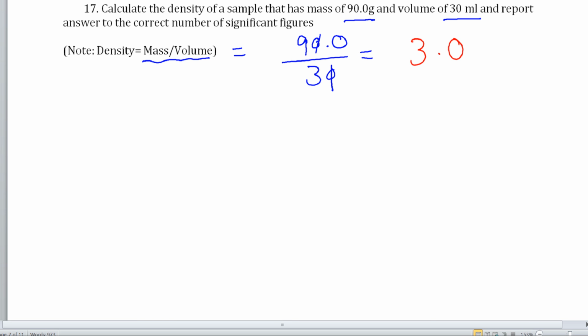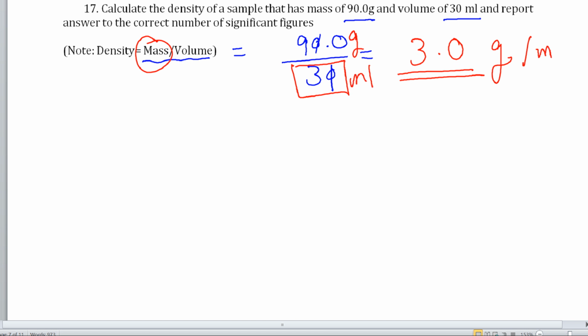The smallest number has 2 significant figures, so you are going to round your answer to 2 significant figures. Don't forget to write the correct unit. The unit of mass is gram, and you divide gram by volume, which is milliliter. So it's 3 gram per milliliter.